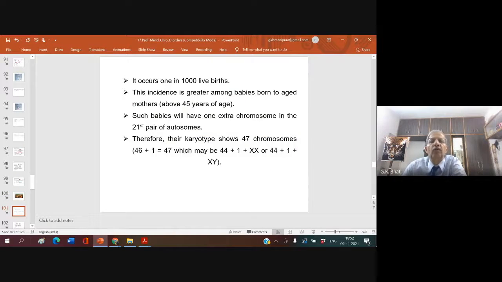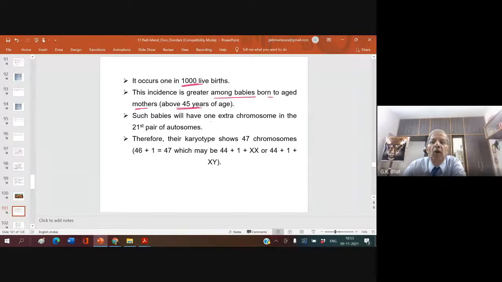It occurs in 1 in 1,000 live births. This incidence is greater among babies born to older mothers above 45 years. Those who become pregnant for the first time after 45 years are bound to have a baby with Down syndrome. Therefore, as soon as your medical course gets completed, make it a point to get married and have a baby, give it into the hands of the grandparents, and go for MD and do specialization later.